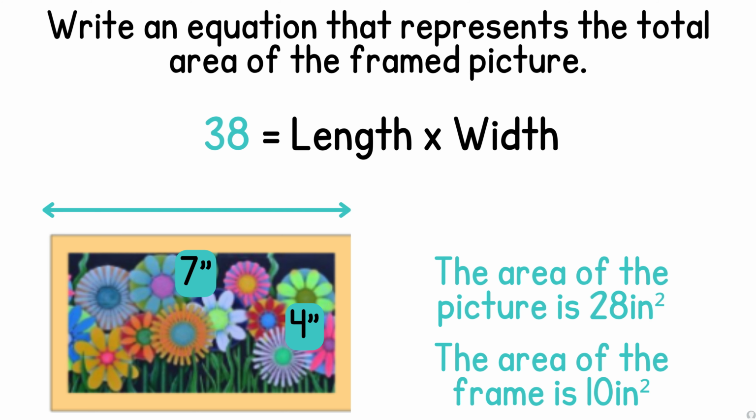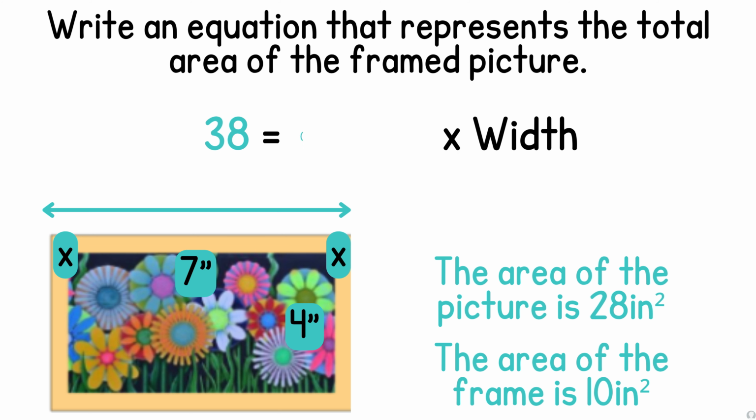To find the length, we'll take the 7 inches in our picture, and then we'll add the value of x on each side to represent the width of the frame. We don't know the frame's width, but we do know that it's the same all the way around, so we'll just call it x for now. So our length will be 7 plus 2x.